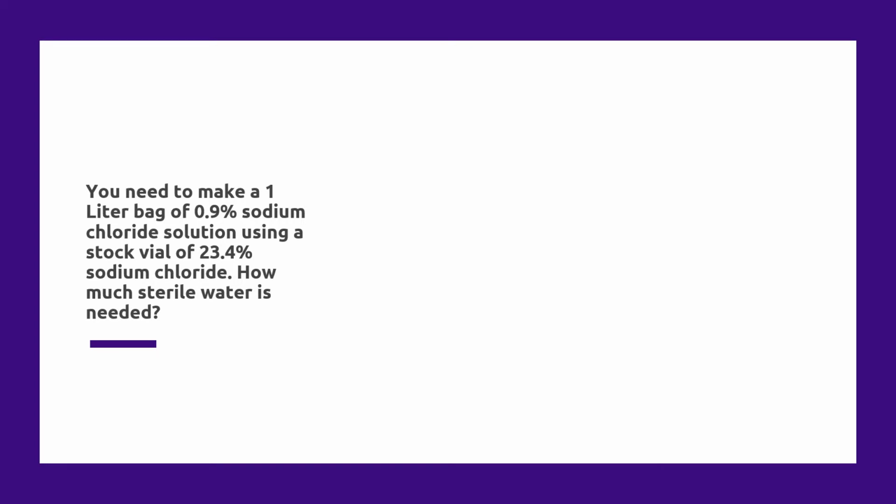So the question gives you a scenario where you need to make a 1 liter bag of 0.9% sodium chloride solution or normal saline using a stock vial of 23.4% sodium chloride. And the question specifically asks you how much sterile water is needed. So that's what we need to answer here. But we can get there by setting up an alligation.